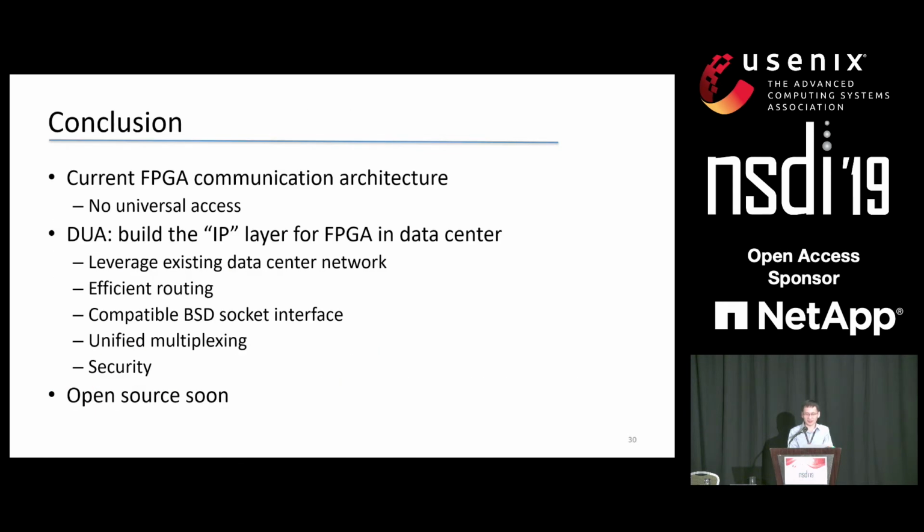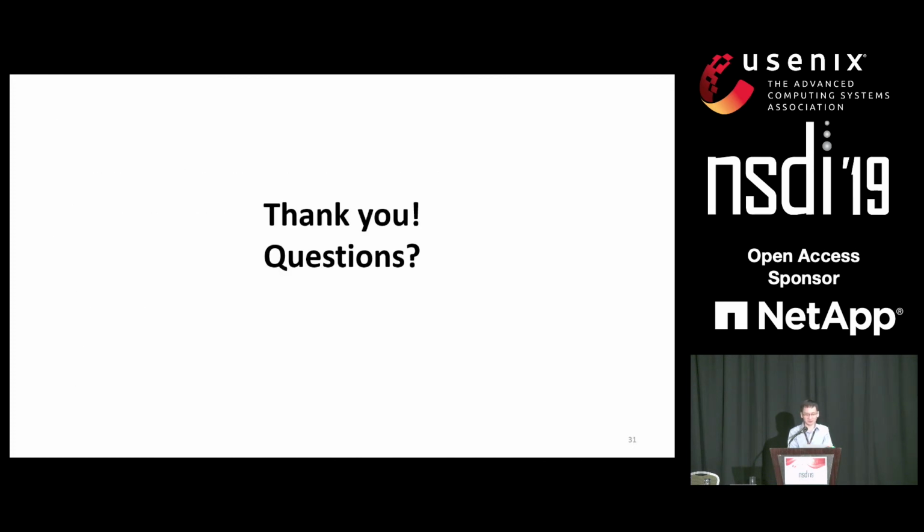To conclude this talk, the current FPGA communication architecture does not provide universal access to resources for FPGAs in the data center. We provide DUA as the IP layer of FPGA communication, which provides efficient routing, unified interface, general multiplexing, and security. We will open source this project soon.